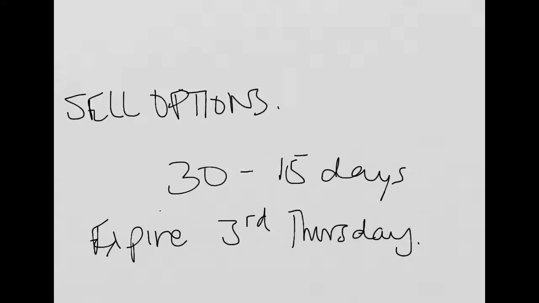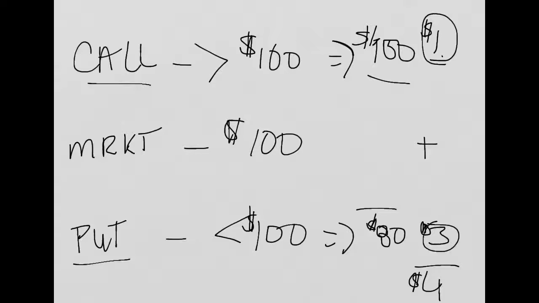If you sell 30 to 15 days before that, and then hold through options expiration, and then the market doesn't trade above or below where you sold, you make your max gain, which in the case before was $4. This $4 here. You only have to sell those and carry that risk for that 30 to 15 days.